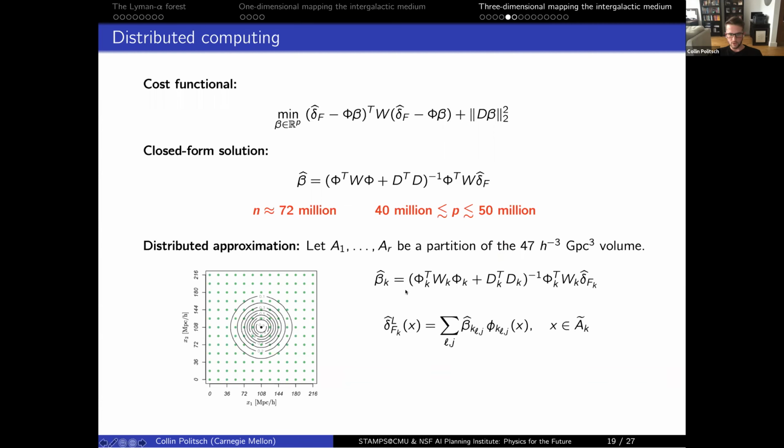And after we compute each of these local sets of coefficients, we plug them into the local basis expansion to obtain a local map over some subvolume, and then we piece it all together. This distributed estimator is pieced together in a piecewise fashion. And this is approximately, if I remember correctly, 1,700 submaps of the intergalactic medium, all pieced together, that yields our final map.